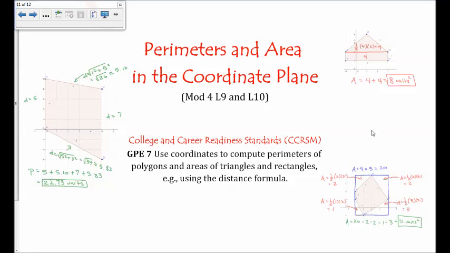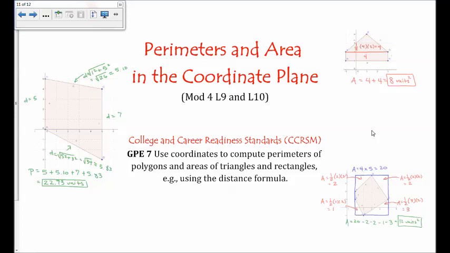Our next lesson is about perimeters and area in the coordinate plane, and this goes along with lessons 9 and 10 in Module 4 of EngageNY. In this lesson, we'll hit one CCRSM standard, and that is to use coordinates to compute perimeters of polygons and areas of triangles and rectangles.